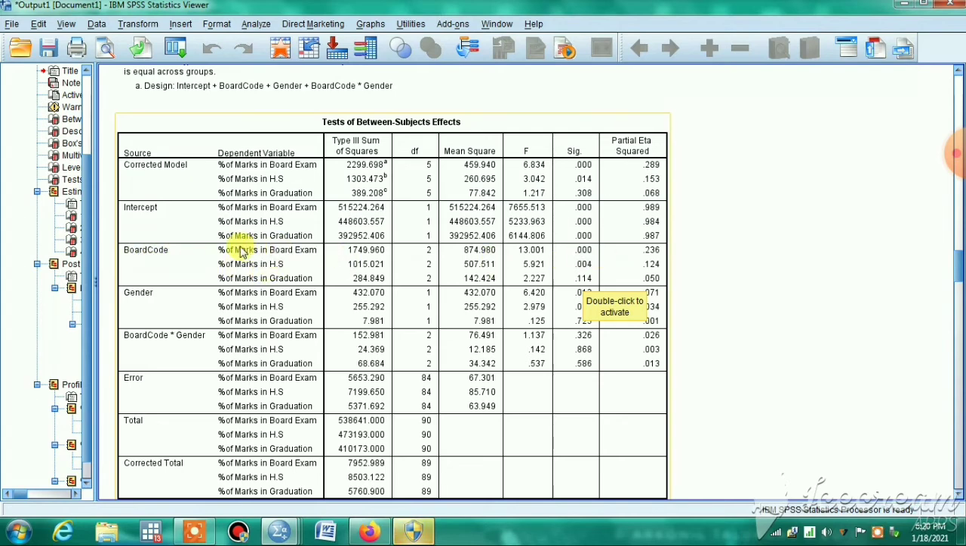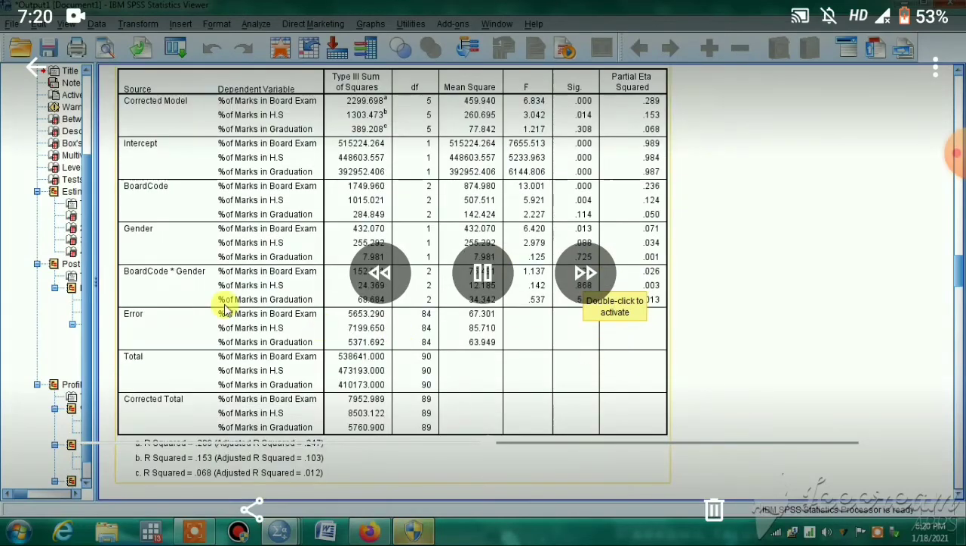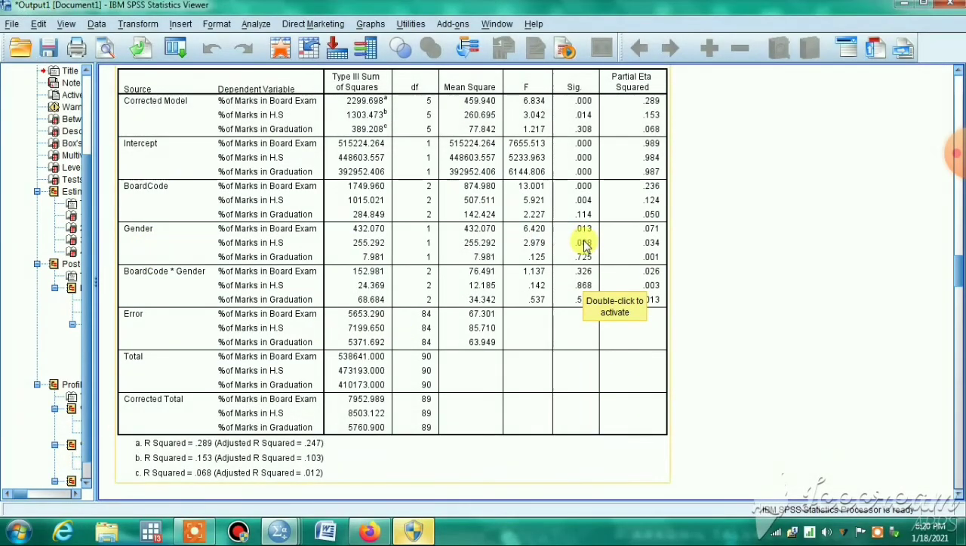Similarly, in the board exams, the differences in marks with respect to the criteria, that is board code, is also significant. Similarly, for gender, the differences of marks with respect to gender, especially percentage of marks in board exam, though it is significant, less than 0.05, the gender is not an important factor for showing the differences in marks in HS exams. And similarly, the gender is not a significant factor for showing the differences in the mean marks in graduation.